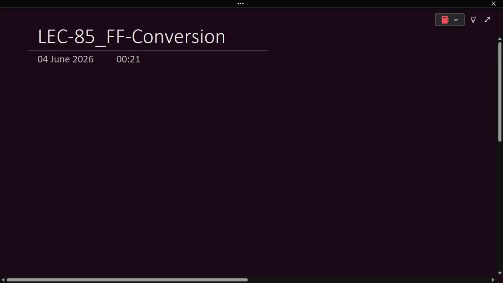So till now we discussed the sequential circuits flip-flop part. Flip-flop is all about sequential circuits, okay, but there are more things in sequential circuits. So today I'm going to discuss the last topic of flip-flop, since till now we covered different types of flip-flop.